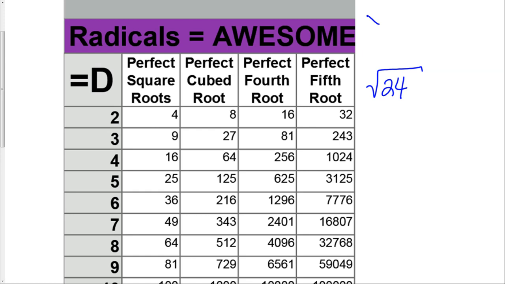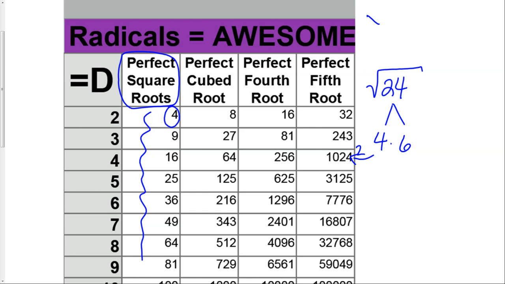So what I do is I come over here to my perfect square list and I look down my list of numbers and I'm going to see, is there a number that goes into 24? And I want to find the highest one. Well, 4 goes into 24 evenly. So I will say, okay, well, 4 times 6 is 24. Now, I can take the square root of 4 because the square root of 4 would be a 2.